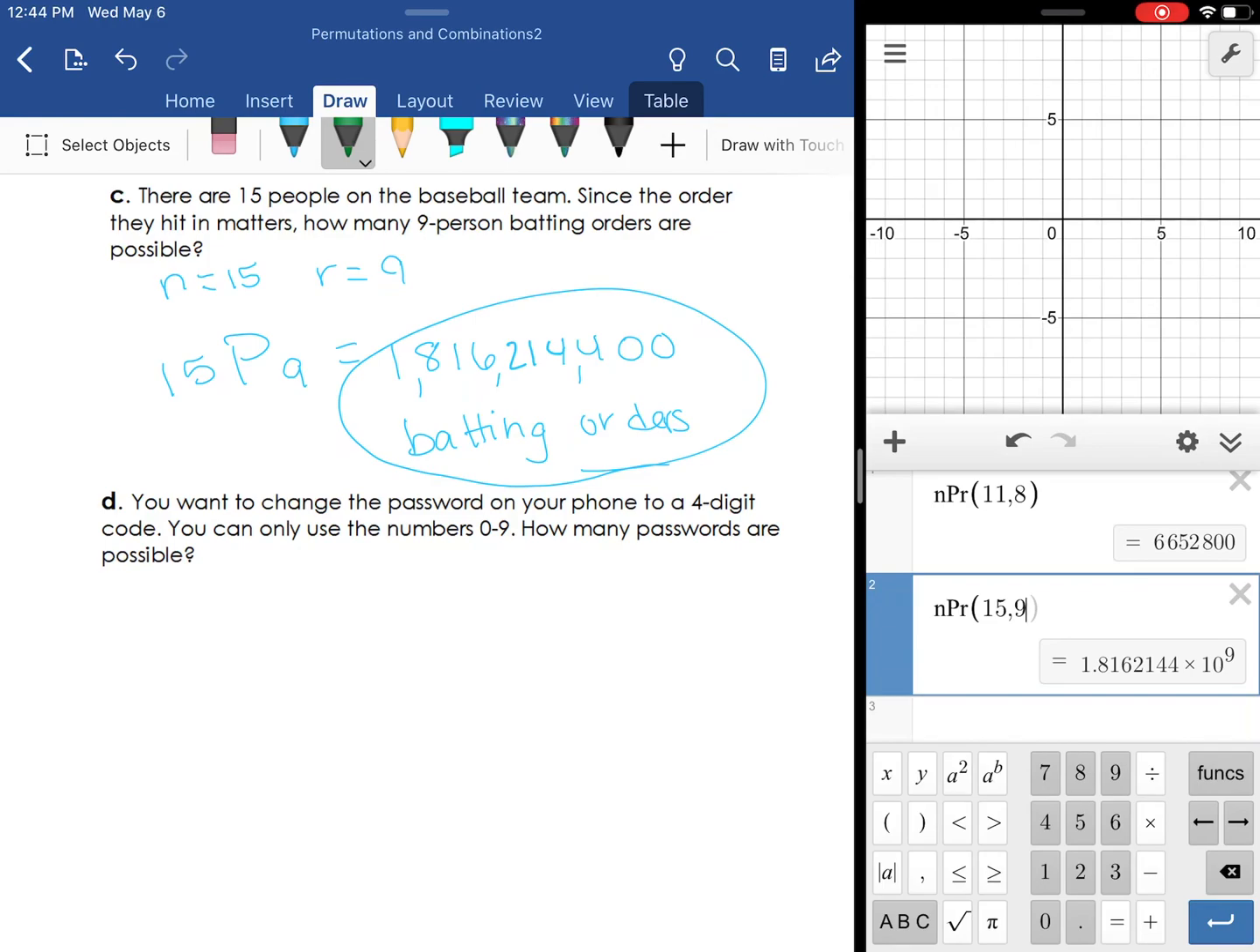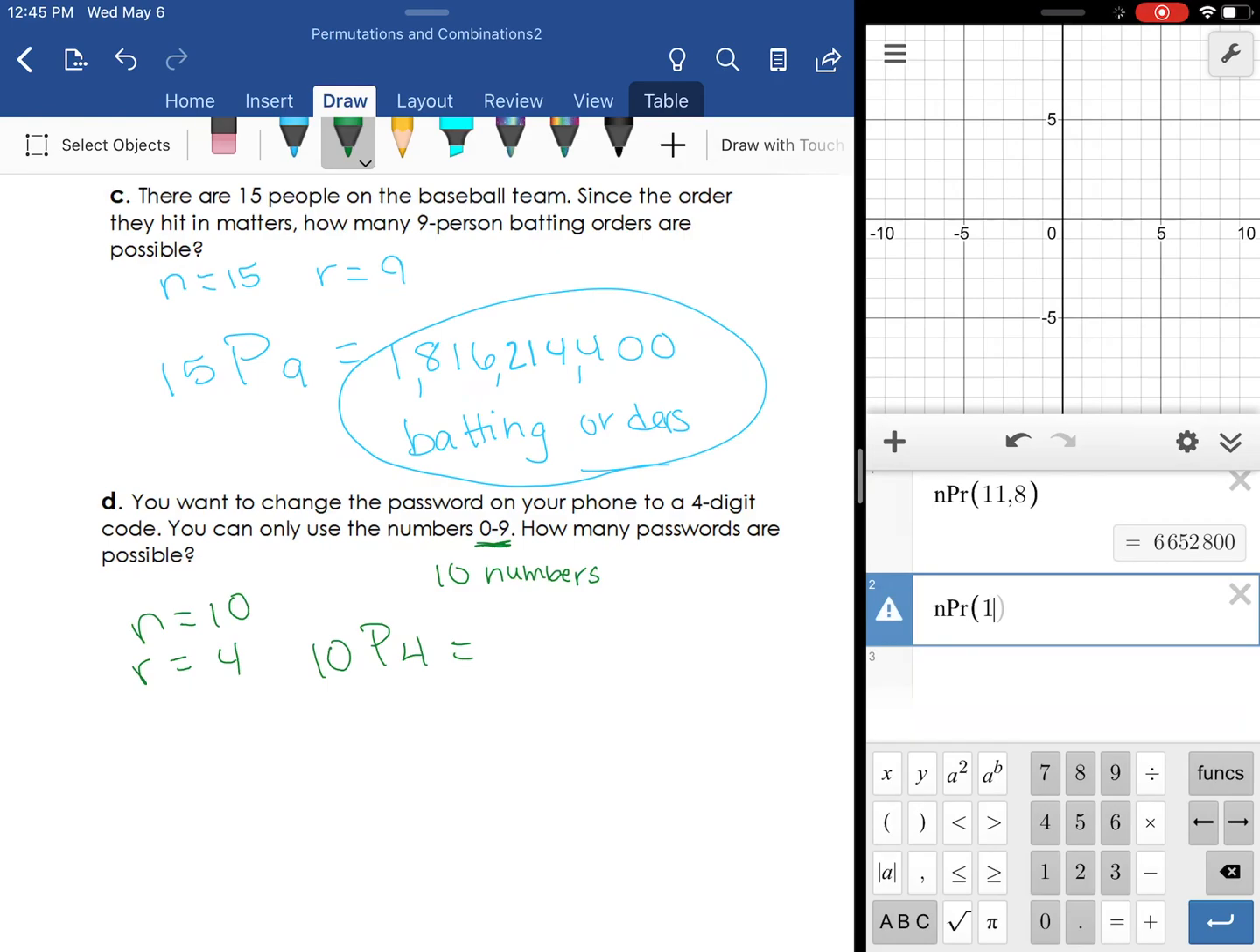Letter D, we want to change the password on our phone to a 4-digit code, but we can only use the numbers 0 through 9, and we want to figure out how many passwords are possible. Well, from 0 to 9, there are 10 numbers, right? Because we have the numbers 1 to 9 and then 0, so that's 10 different digits. And we want to figure out how many passwords are possible. So since we want to use different numbers, we have a total of 10 numbers to pick from, but we want to pick 4 different ones. So we're going to do 10 permutations of 4.